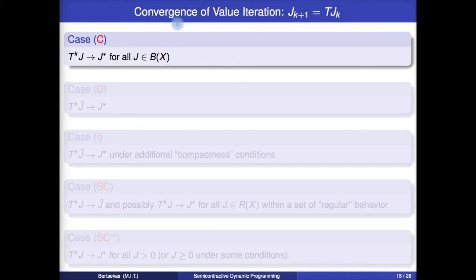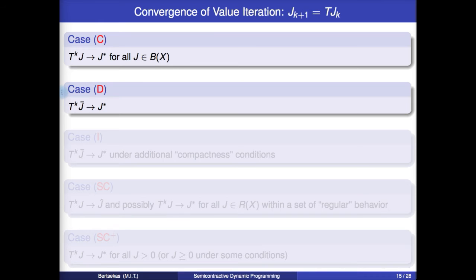Let us also summarize the results for the value iteration method and its convergence. The value iteration method takes this form. You start from J0, generate T J0, then T squared J0, and so on. In the contractive case, things are nice as usual, and the value iteration method converges to J star for every starting point, every bounded starting point.